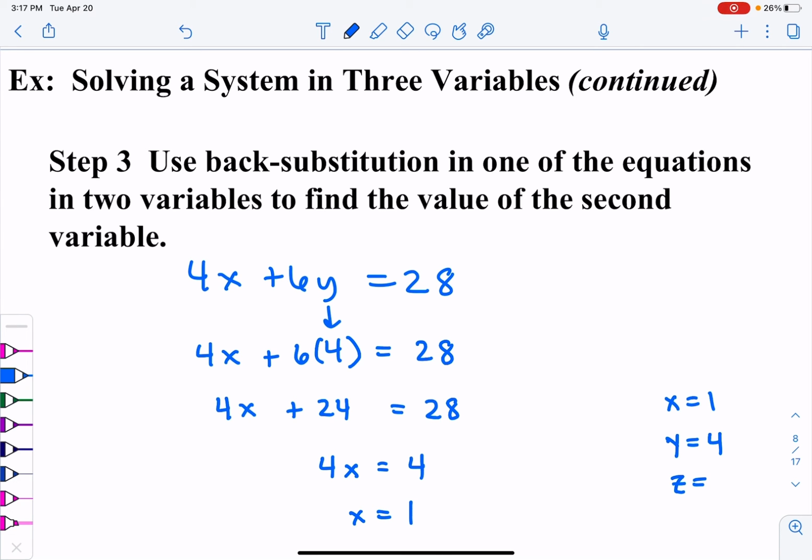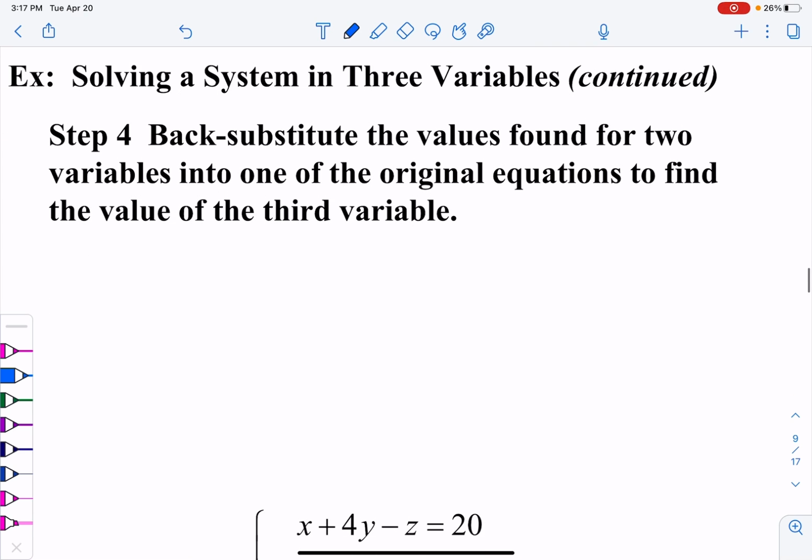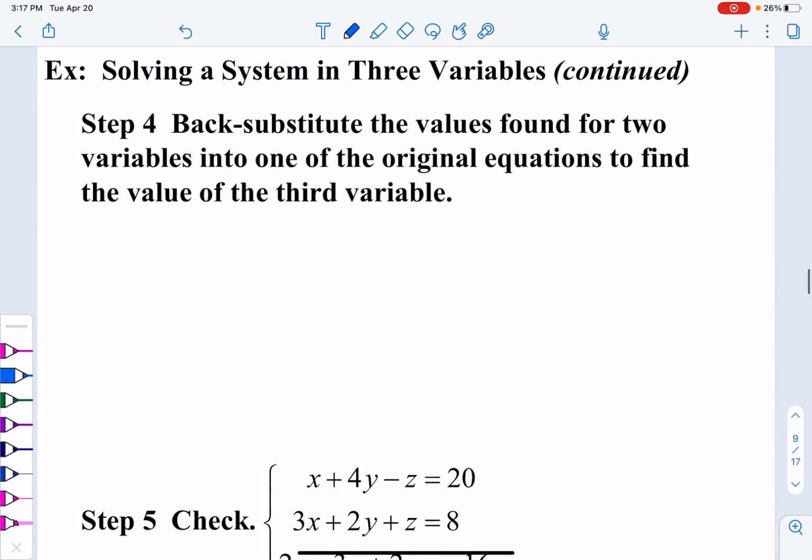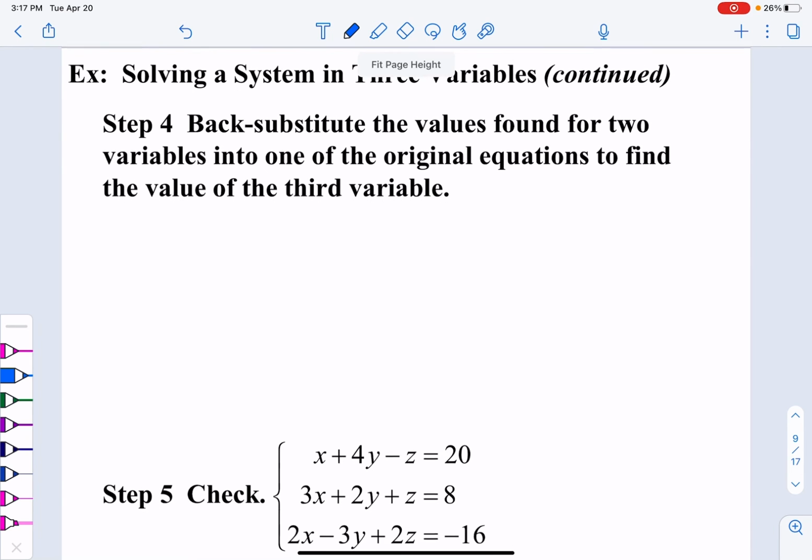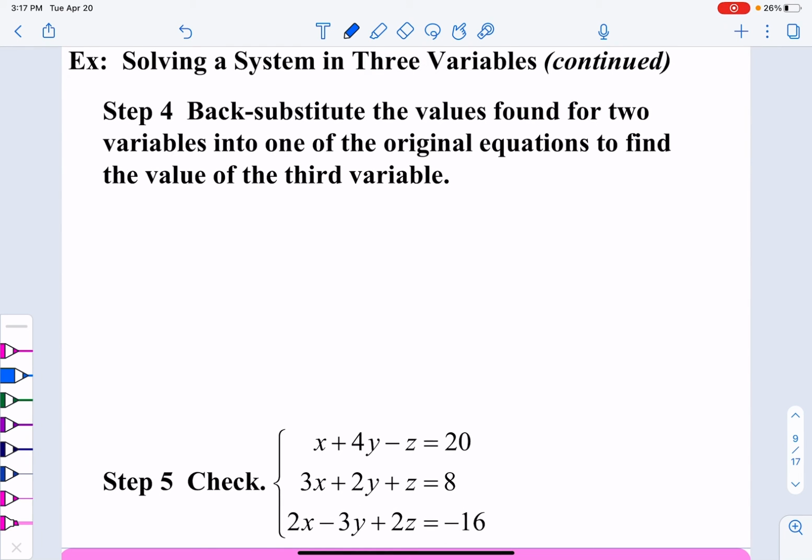So that's where we go to step number 4. Step number 4 tells us to back substitute the values found for two variables into one of the original equations to find the value of the third variable. And then in step 5, we're going to check it. So I'm going to pick one of these original equations. I might pick this first equation.